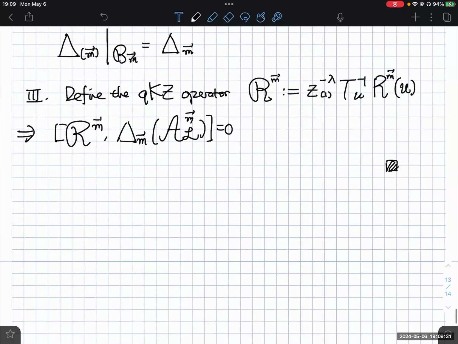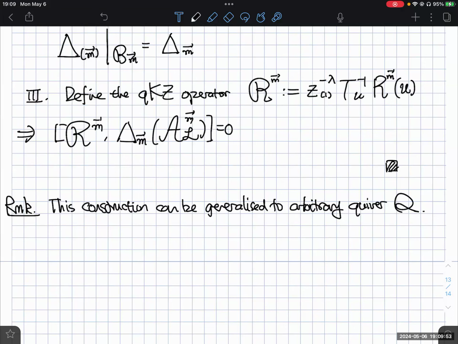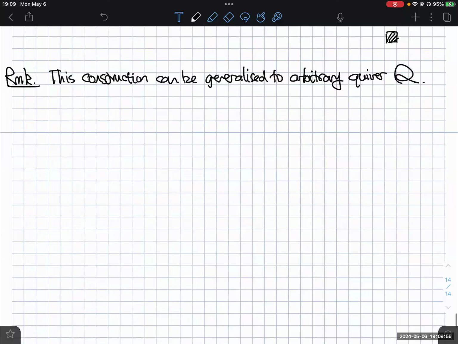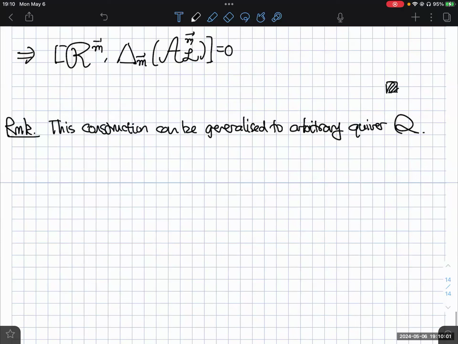And there's one remark, that this construction can be generalized to arbitrary quiver, we can use the same thing to prove this fact. So for now, this construction can be really general, but yeah. So here is one question. What is special for the affine type A? Why do I only tell the story about the affine type A?